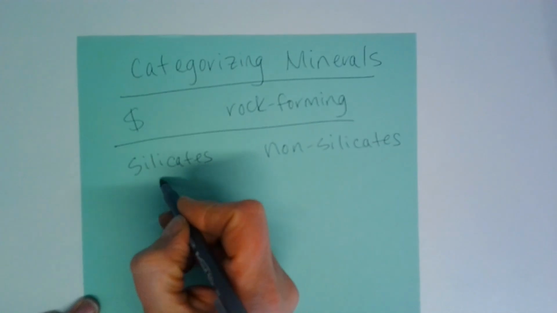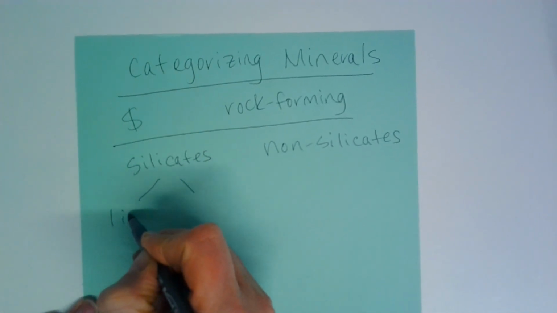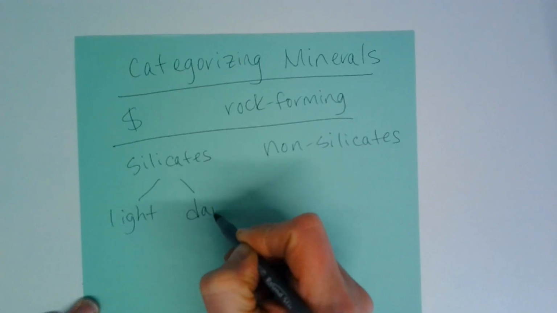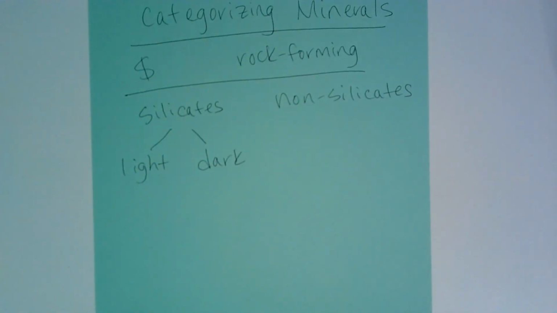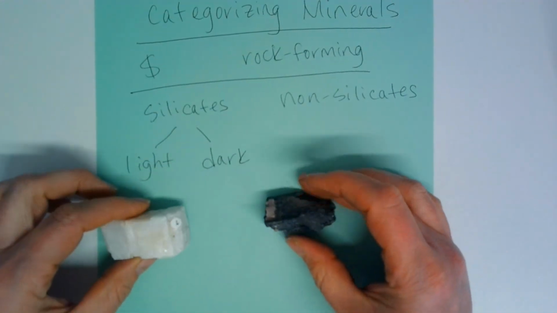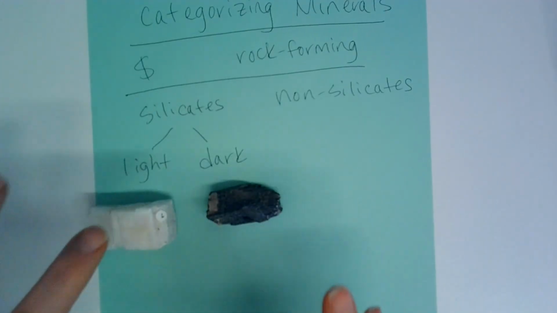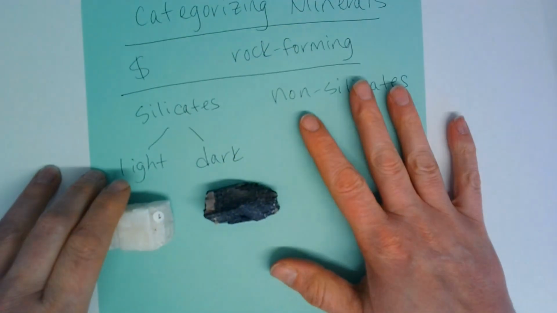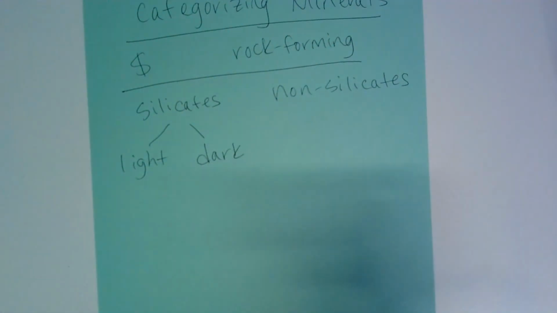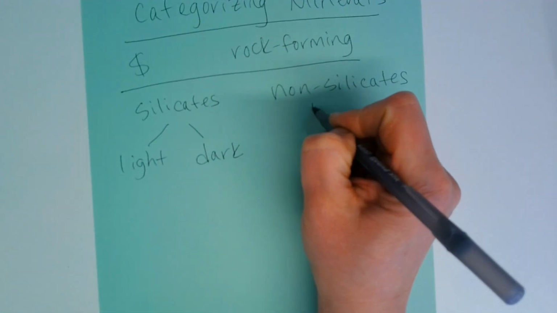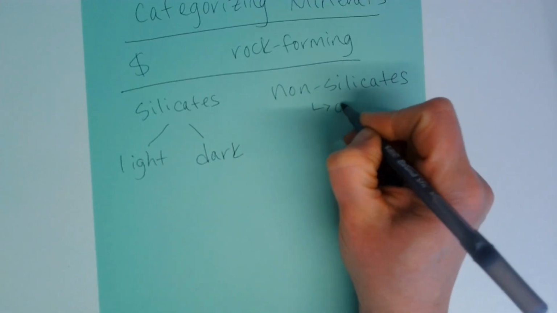So because there's so many silicates, we actually classify them into light and dark. And remember how I said color is the least diagnostic tool? We're not talking necessarily the overall color. We're just talking light versus dark. So if I have these two minerals, and this one's light and this one's dark, I can pile them into two separate piles, and I'm going to have probably equal amounts of light, equal amounts of dark, and then I'm going to have a bunch of metallics. So for our non-silicates, we have oxides.